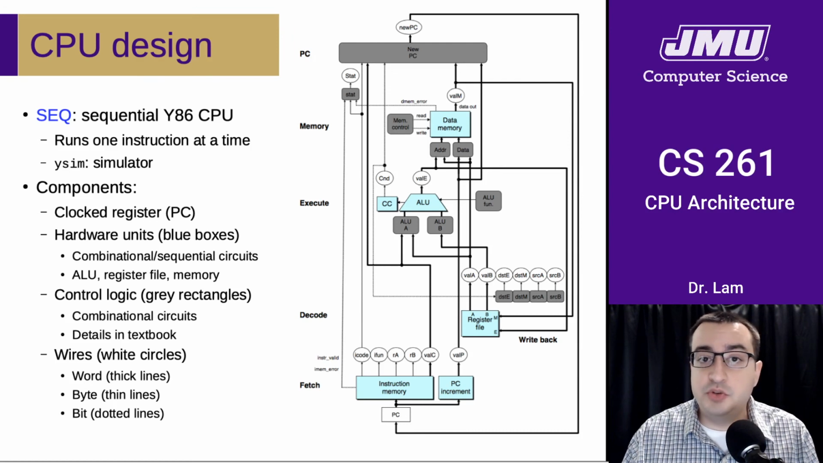And finally, there are a bunch of wires connecting all of these components together, and now we have wires of different thicknesses. So we have 1-bit wires, like this one right here. We have 1-byte wires, like this one right here in the thin lines. And then we've got the word-sized wires, which are drawn using thick lines. Okay, so that's an overview. Now we're going to talk about some other concepts related to CPU architecture, and then, like I said, eventually we will dive into the details of how the y86 CPU works.